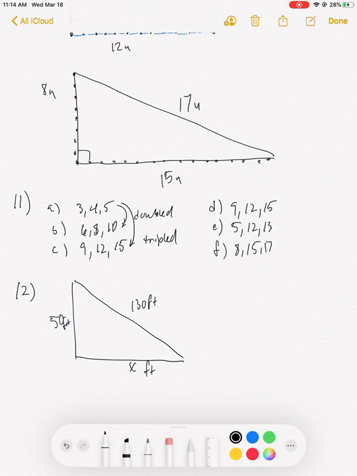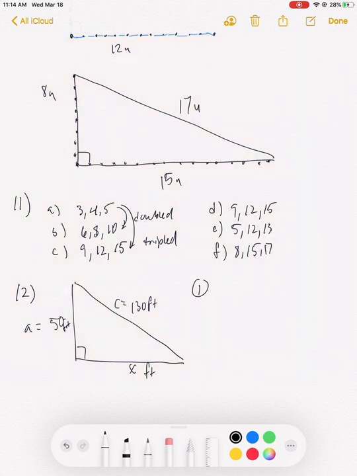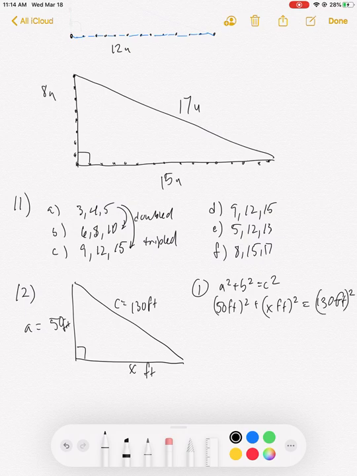Resuming on, we can find x using the Pythagorean theorem. Let's set this one to be a, this one to be x, or b, and this one to be c. The Pythagorean theorem is a squared plus b squared equals c squared. So I'm going to do 50 feet squared plus x feet squared equals 130 feet squared.